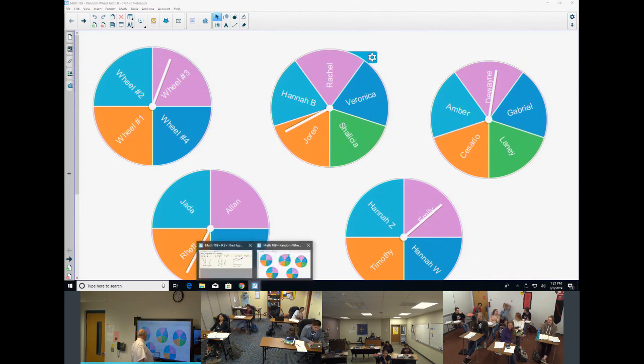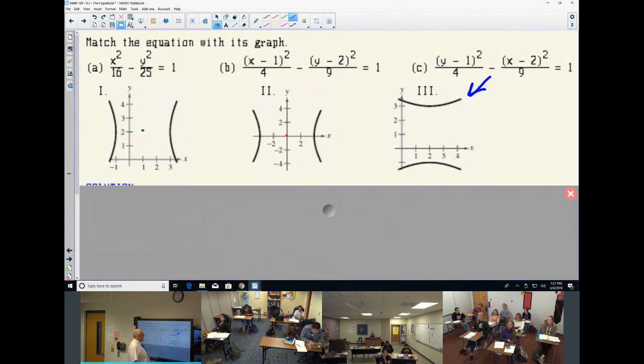All right, Rhett. A goes to 2. Let's see if you're right. So x squared minus y squared, so it opens left and right. And the center is at 0, 0. So boom, all right? So let's see if the last one checks out.